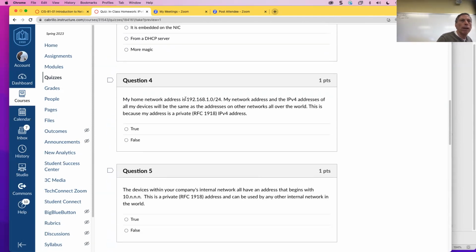My home network is 192.168.1.0/24. My network address and IPv4 addresses of all my devices will be the same as addresses on other networks all over the world. Is that possible? Yeah, because they use private RFC 1918 address space.